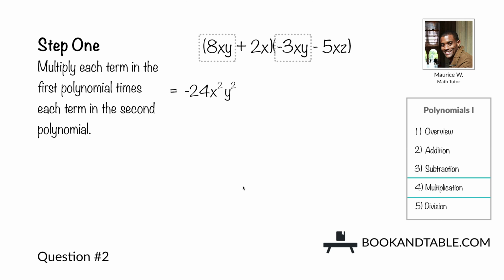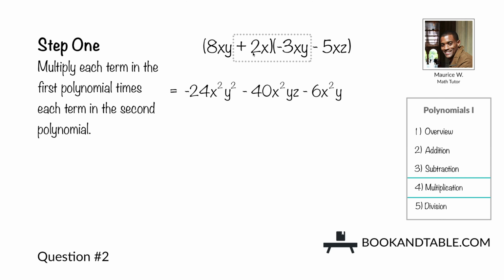Question number 2. We're asked to find the product of 8xy plus 2x times negative 3xy minus 5xz. So step 1, multiply each term in the first polynomial times each term in the second polynomial, giving us 8xy times negative 3xy, which would be negative 24 x squared y squared. Then we multiply this term times the second term, giving us 8 times negative 5, which is negative 40. X times x is x squared. Y times nothing is y. And z times nothing is z.